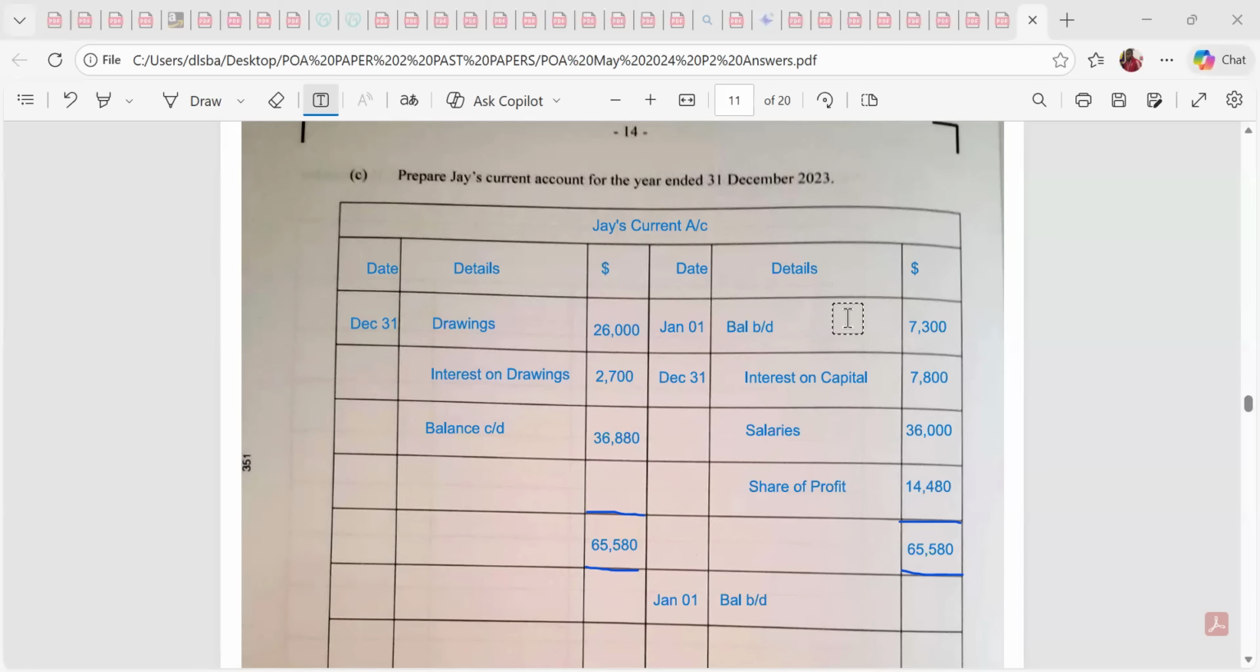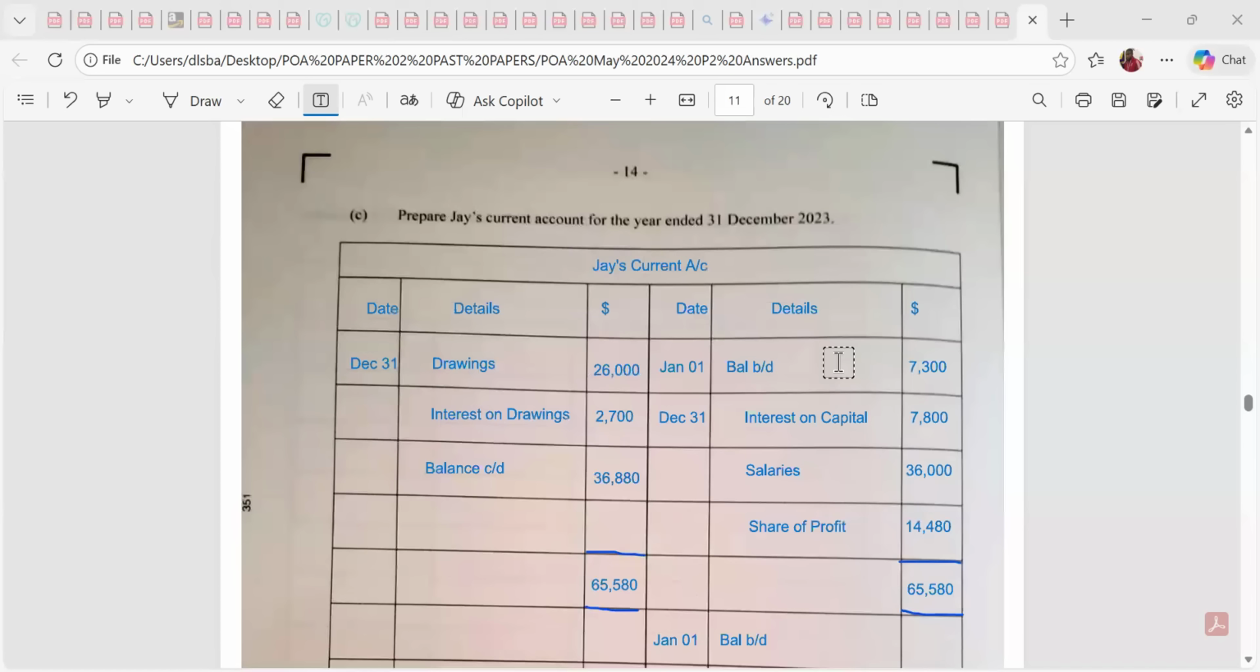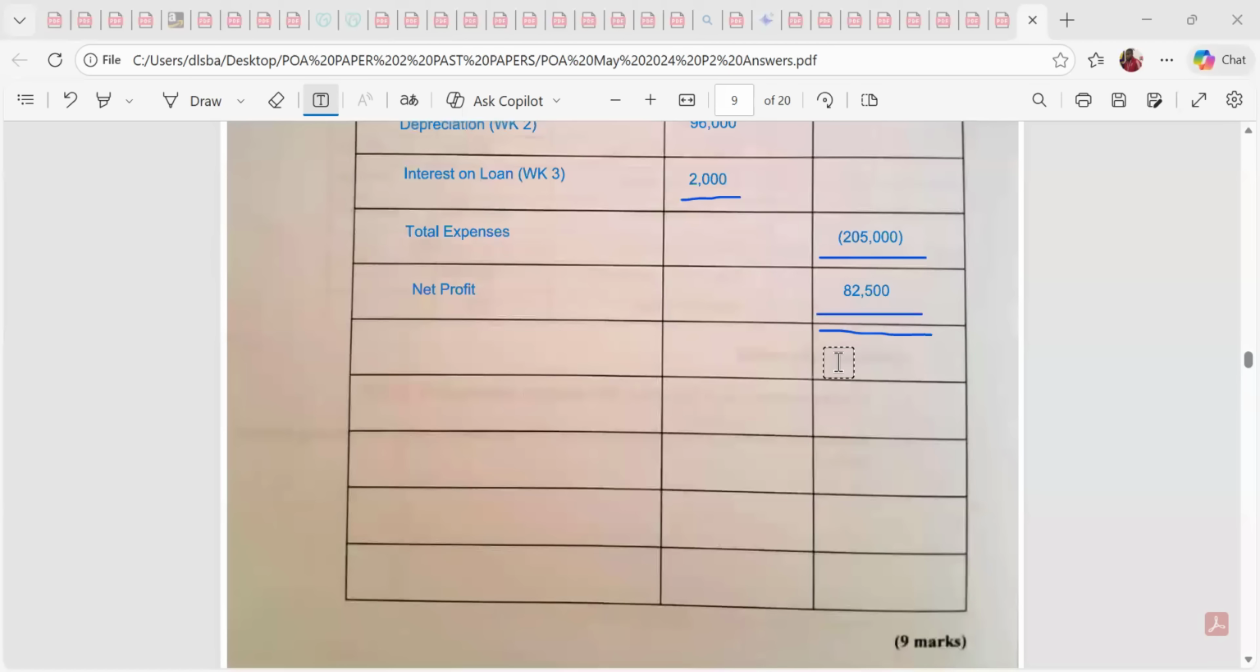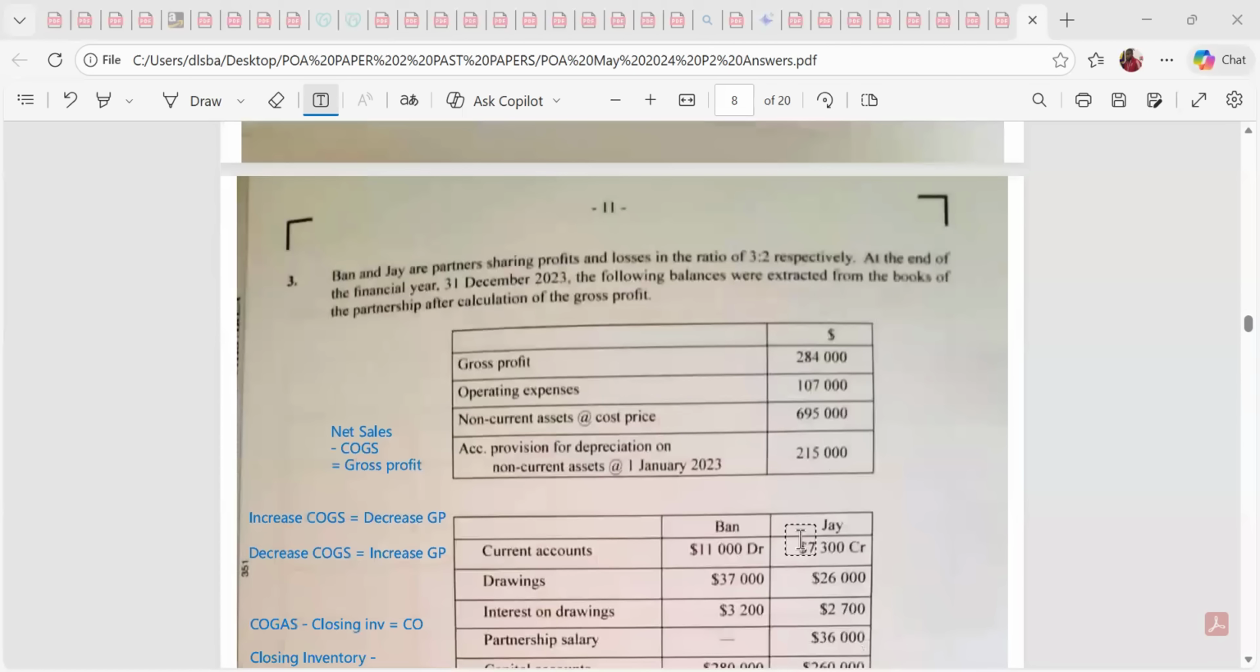The current account, but for J only. So the current account, first thing you're doing when you do a current account is you're checking to see if there's a balance brought down. And it does have a balance brought down. We're doing it for J. J has a credit balance brought down. If they don't tell you if it's debit or credit, if it's a positive balance brought down, it goes on the credit side. If it's a negative balance brought down, it goes on the debit side, right? In this case, it's positive.